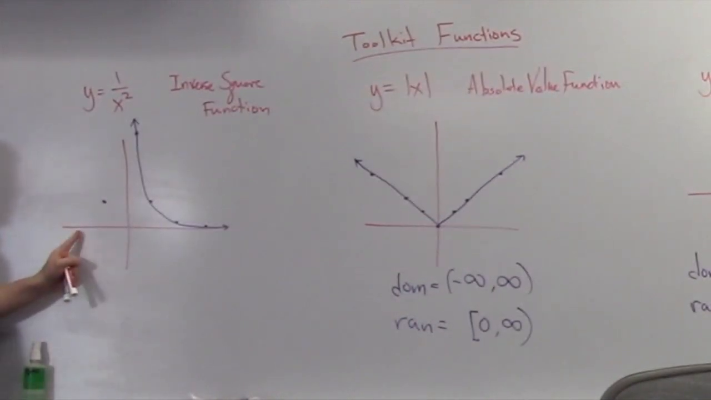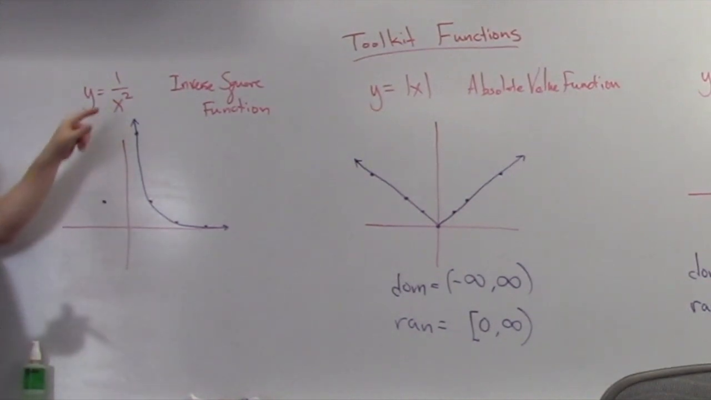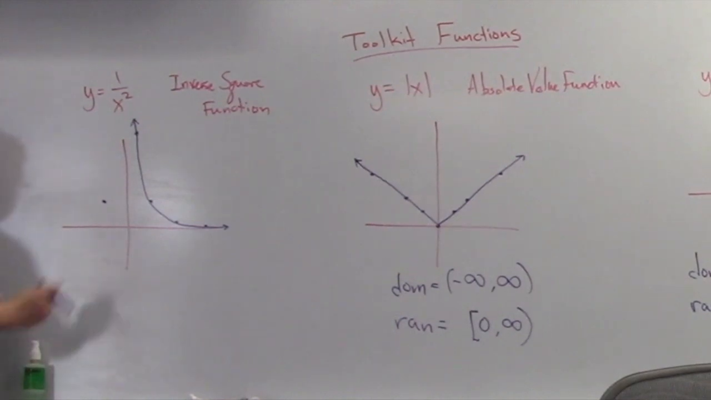So for the same reason, if x equals -2, then y equals 4, negative or positive. The order is kind of important here too, by the way. So -2 squared is +4, and 1 divided by +4 is +1/4.